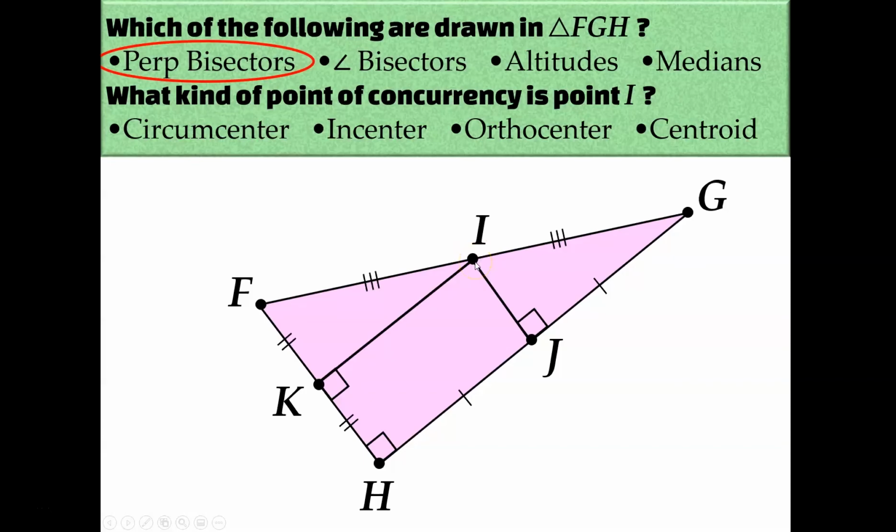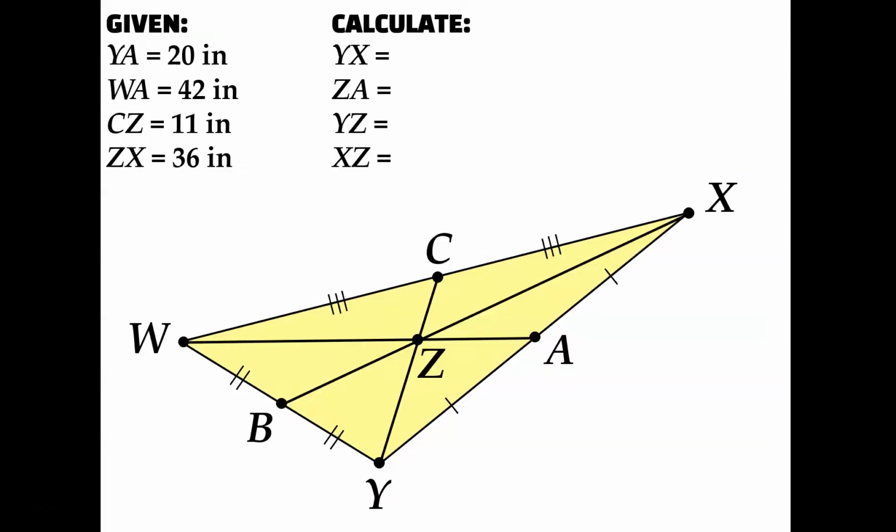I don't actually need to draw a perpendicular bisector here. Therefore, point I is the circumcenter of this triangle. So let's use these special segments and points of concurrency to solve for some missing side lengths.